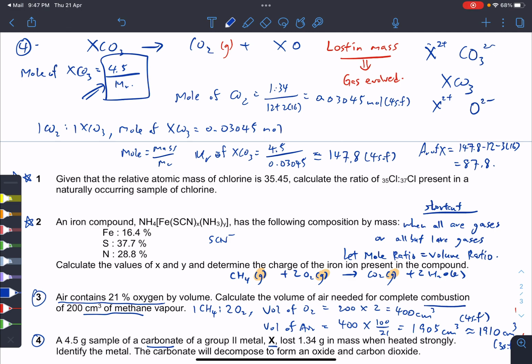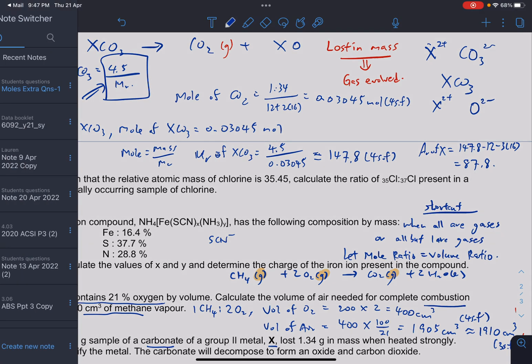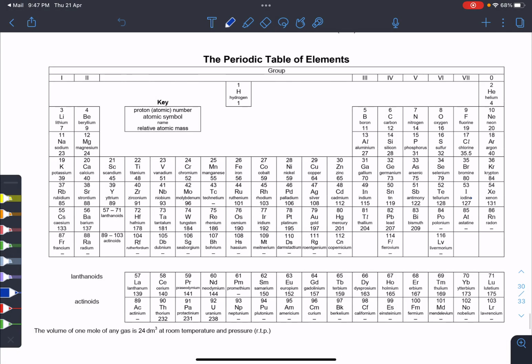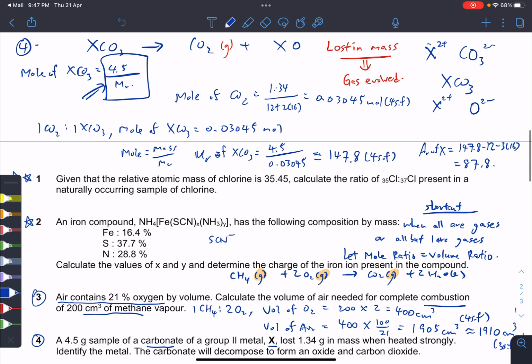Then you might be thinking, what is the question? Question is identify the metal. What do I do next? Very simple. Refer to the data booklet. 87.8, which means it's strontium. Because the question says it must be group 2. Yeah, so don't stop there, you must state therefore X is strontium.